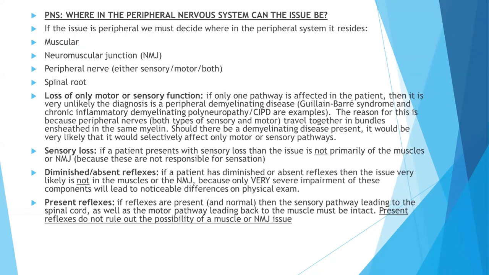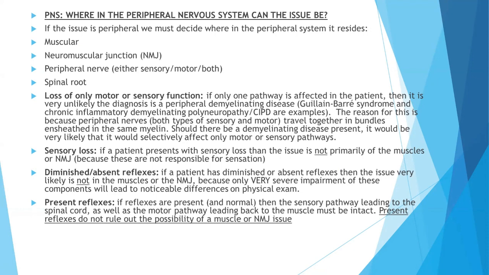PNS. Okay, we discussed the CNS a lot, how we can differentiate the CNS lesions. So where in the peripheral nervous system can this issue be? If the issue is peripheral, we must decide where in the peripheral system it resides. Maybe in the muscle, maybe in the neuromuscular junction, maybe in the peripheral nerves or spinal root. So, loss of only motor or sensory function: if only one pathway is affected in the patient, then it is very unlikely the diagnosis is a peripheral demyelinating disease, for example GBS and chronic inflammatory demyelinating polyneuropathy.